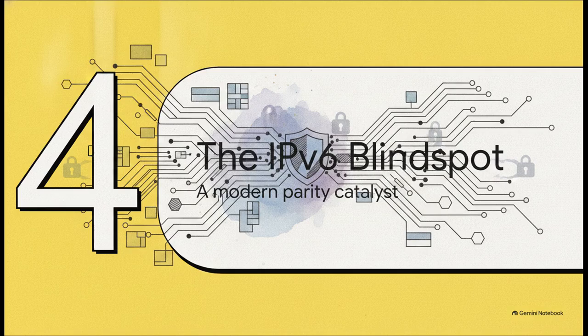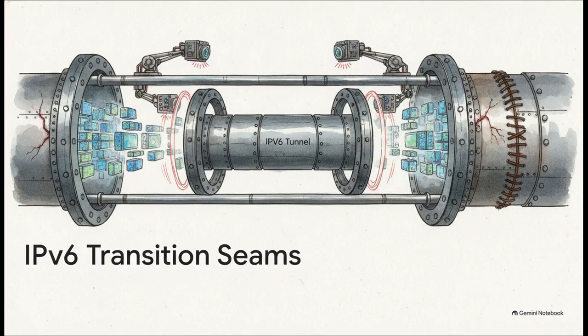Let's move to Section 4, the IPv6 blind spot. As IP threat research highlights, IPv4 and IPv6 coexist through some pretty complex transition mechanisms. You've got dual stack configurations, tunneling protocols like Teredo or 6-4, and translation layers like NAT64. Honestly, think of these like secret, unregulated tunnels running right under your network. Traffic traversing these tunnels can easily bypass legacy inspection infrastructure that simply was never configured to parse encapsulated IPv6 packets.